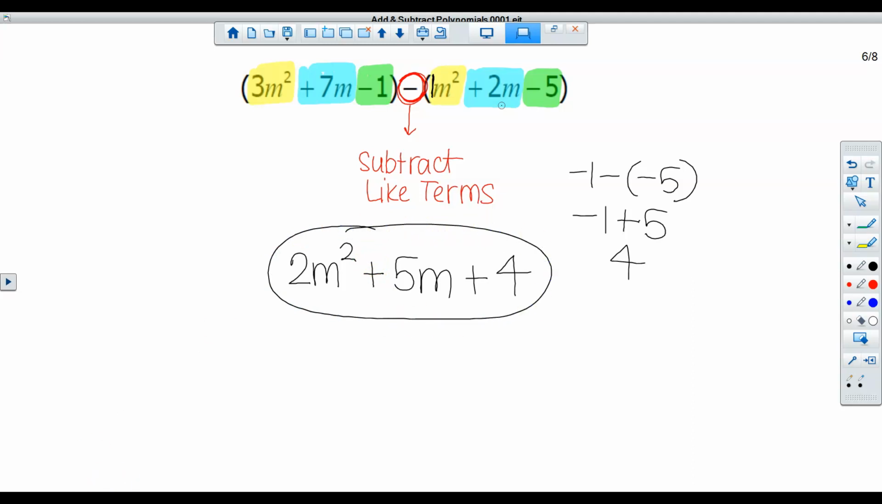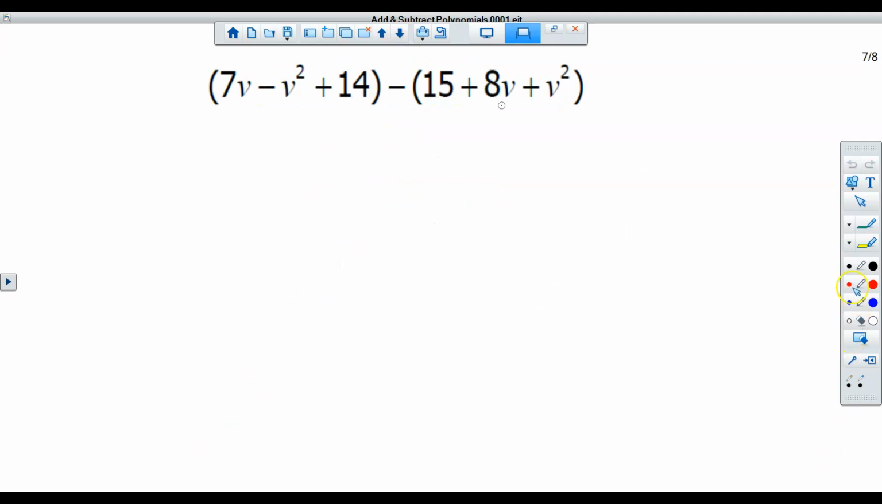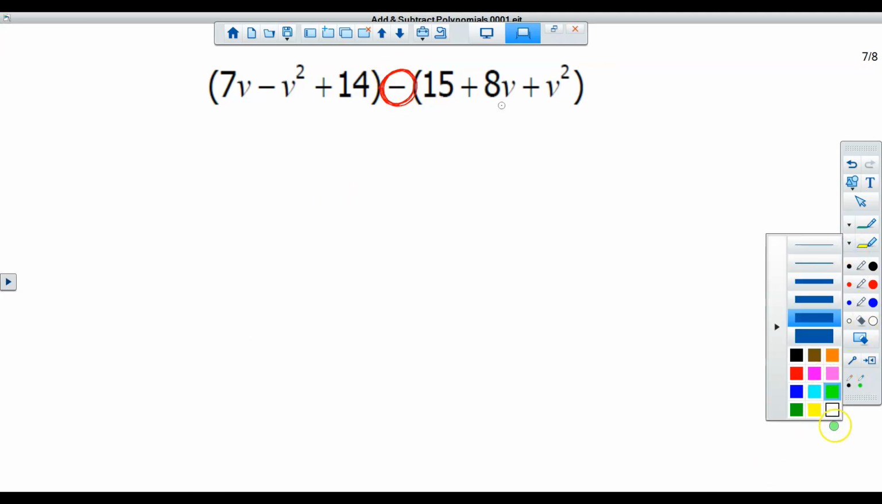So notice the only thing that's different on a subtraction problem is that when you combine like terms, you subtract them instead of adding them. So I can't stress enough how important that middle sign is because it tells you what operation to do. So polynomial number 1, polynomial number 2, subtract like terms. Subtract like terms. That's what that sign in the middle that I just circled is saying to you.